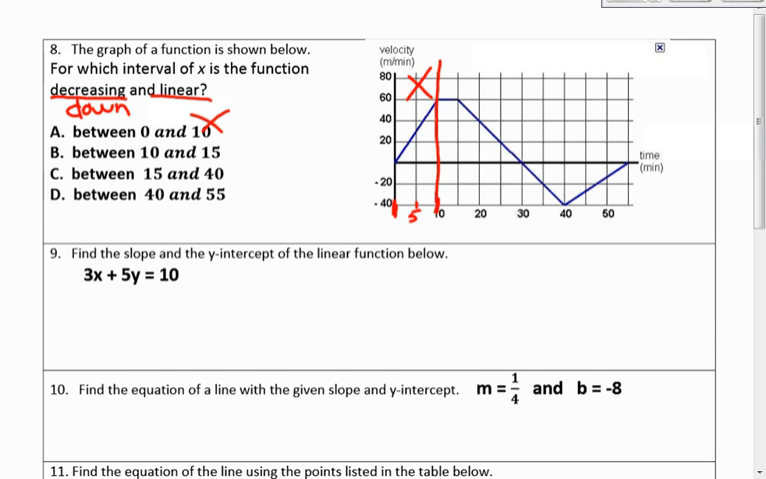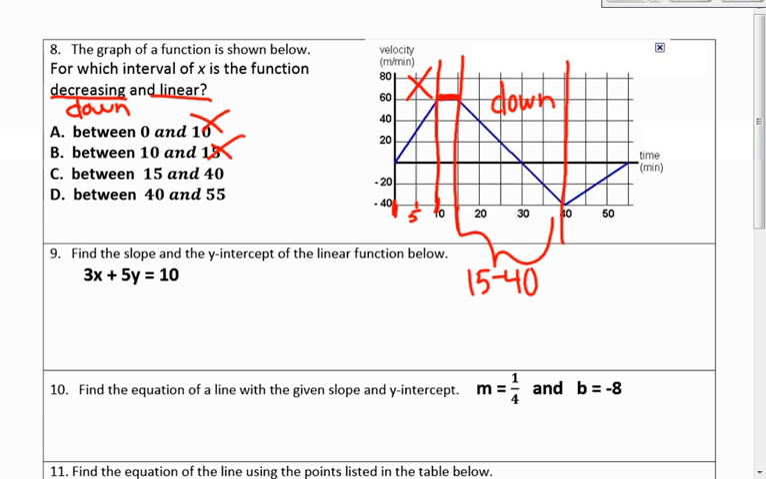Between 10 and 15, which would be right here, it's a straight line. Since it's straight, it's not decreasing and it's not linear in that area. Then between 15 and 40, that'd be the next section. It is going down in this area. Here's the 15 to 40 area.